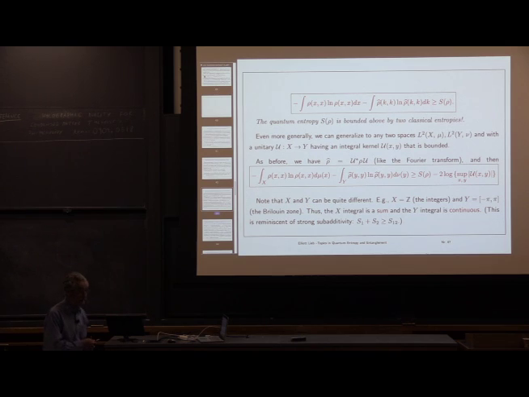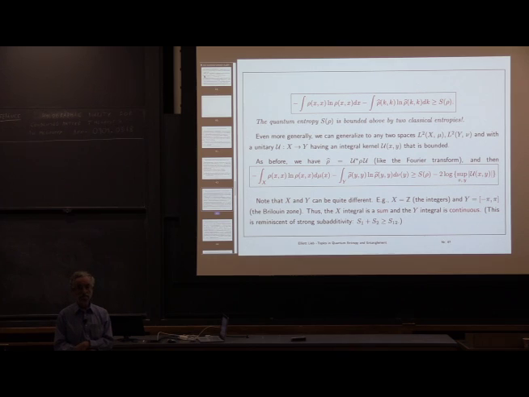So x and y can be quite different. So for example, x, the first space, can be the integers, and the second space can be the interval minus pi pi. And you recognize that what we're doing is going from a lattice to the Brillouin zone. So the two spaces can look really, really different. Nevertheless, this is true. So that your entropy on the lattice and your entropy in the Brillouin zone, defined completely separately, satisfy this inequality. So that's the uncertainty principle.